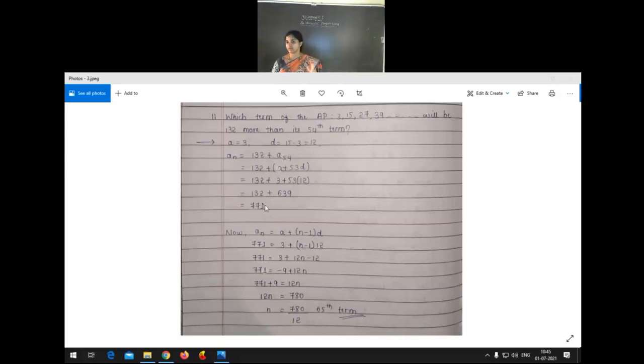The 65th term is actually 132 more than the 54th term, 771. So this is about the 11th problem. Now let us move on to the next question.